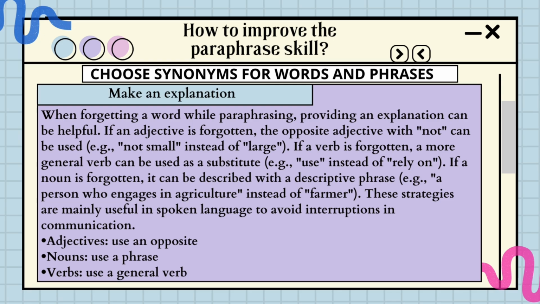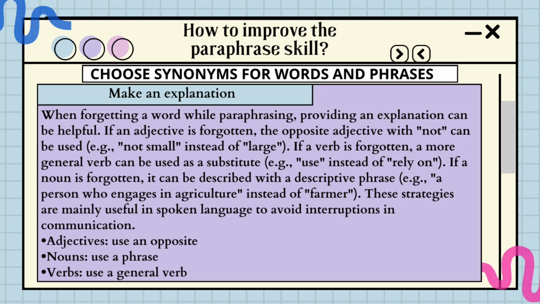Next, make an explanation. When forgetting a word while paraphrasing, providing an explanation can be helpful. If an adjective is forgotten, the opposite adjective with not can be used. Example, not small instead of large. If a verb is forgotten, a more general verb can be used as a substitute. Example, use instead of rely on.